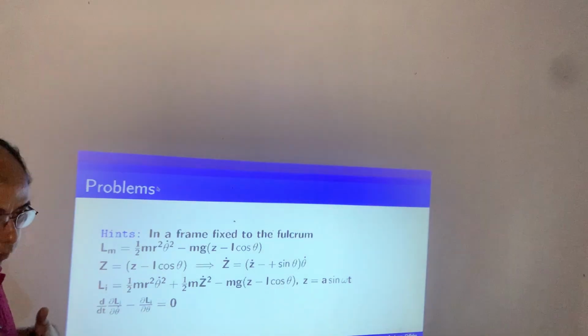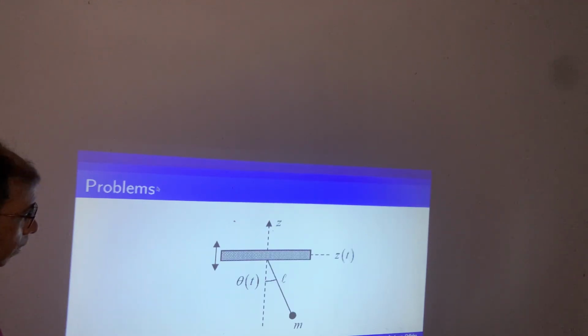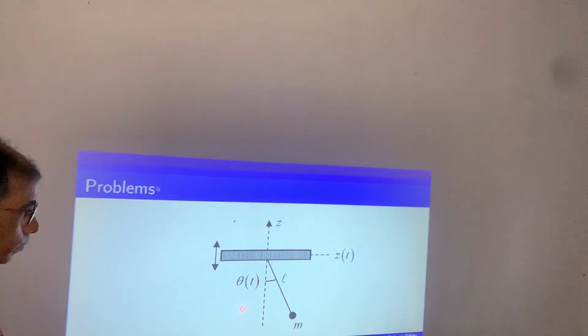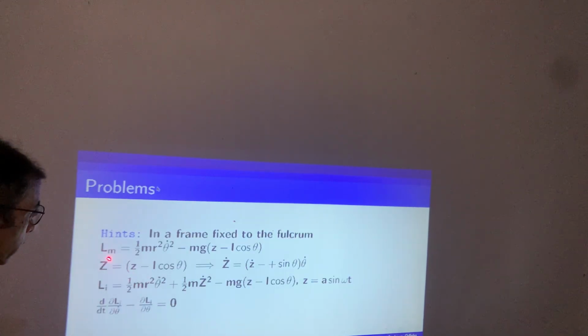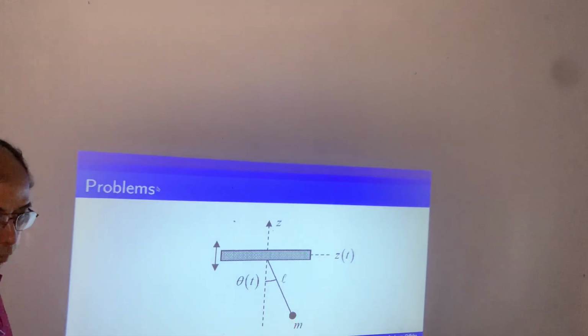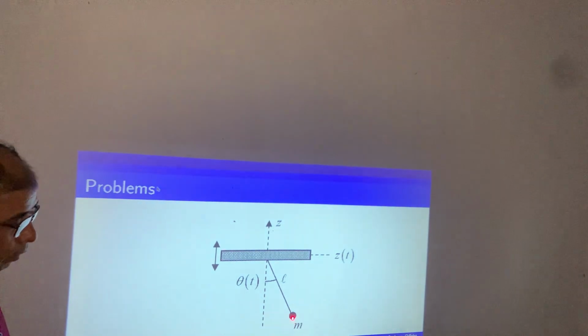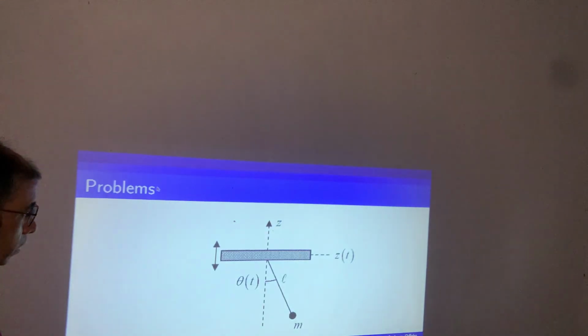But now in the lab frame, what do we see? In the lab frame we see this point of suspension is also going up and down. So we define a coordinate, capital Z, which is z minus L cos theta. That is basically the height of the pendulum from the base, isn't it?